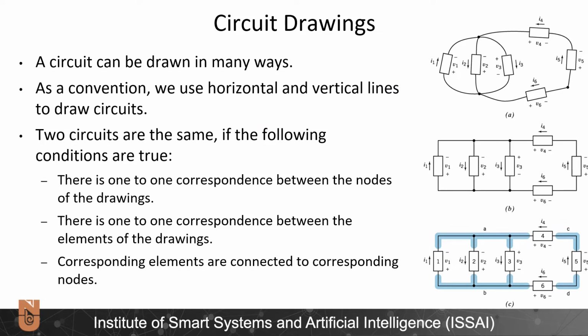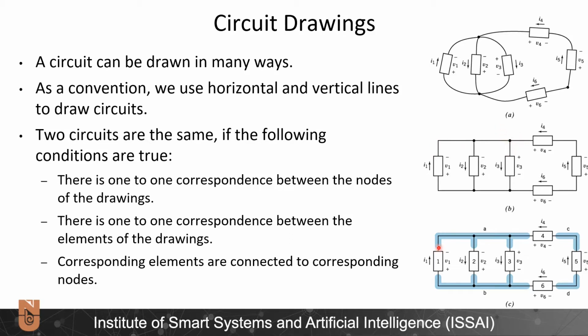A circuit can be drawn in many ways. In general, the cables are not straight, and we can consider drawing the circuit as we see the cables, with curves. But in general, as a convention, we use horizontal and vertical lines.